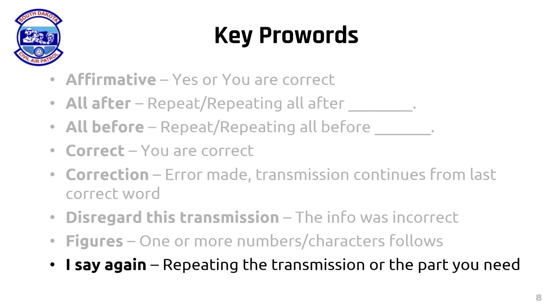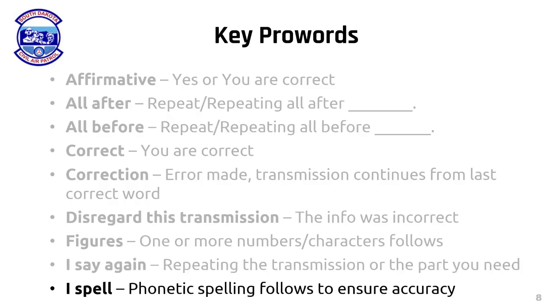The pro word I say again means I'm going to repeat that transmission or part of the transmission that you need so that you can double check what I say. If you say I spell, it's kind of like figures. It's before you're going to spell something phonetically. And I'll talk about both how we say figures and how we say phonetics in a little bit here.